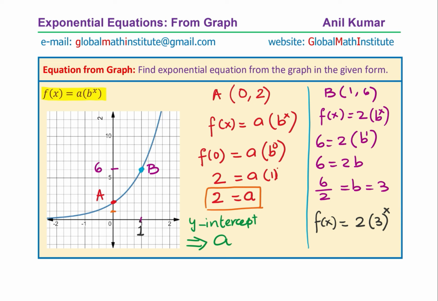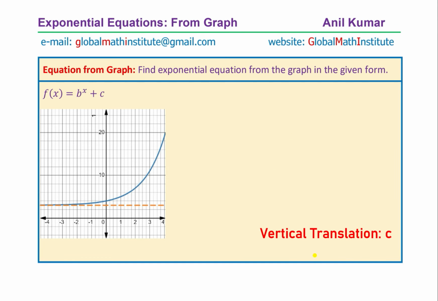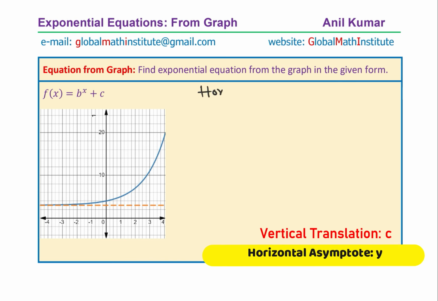Perfect. Let's move on now and take up the second case. In the second example, we have a vertical translation. And what is that key parameter which gives you the vertical translation? Well, that is the horizontal asymptote. So that's the key parameter.